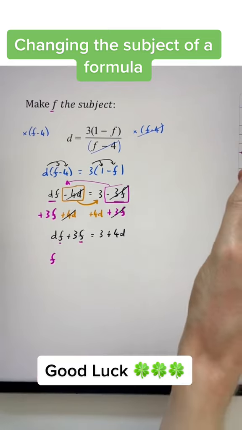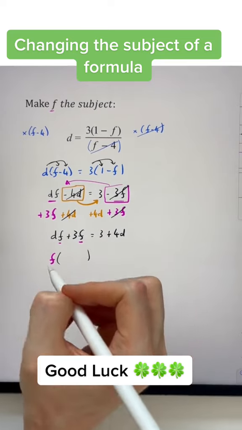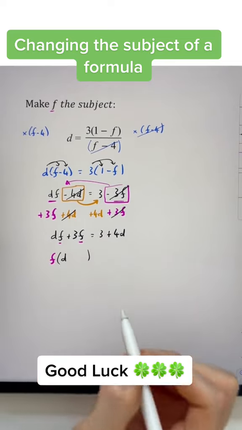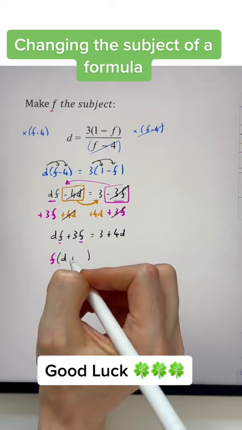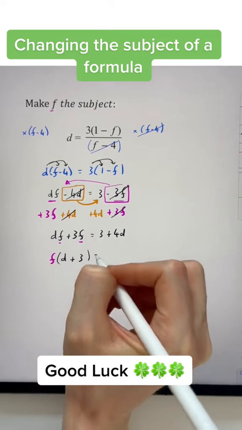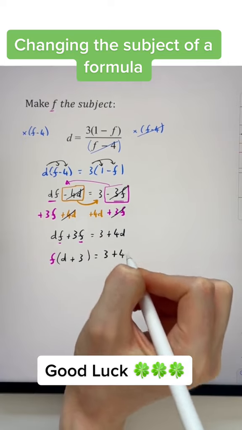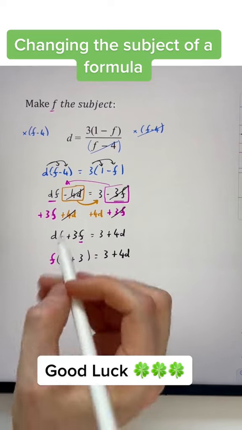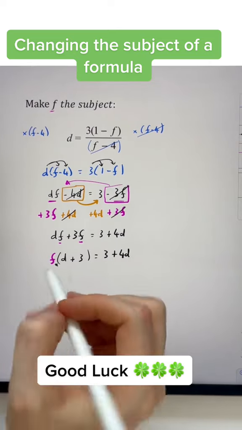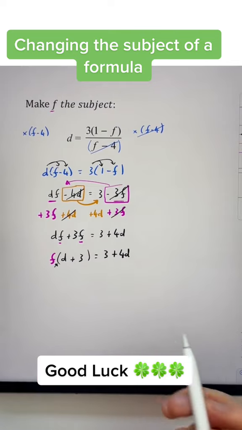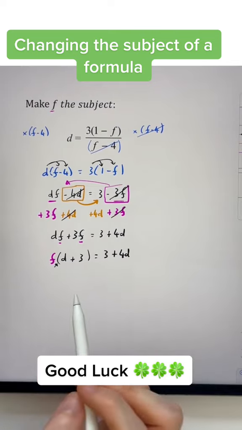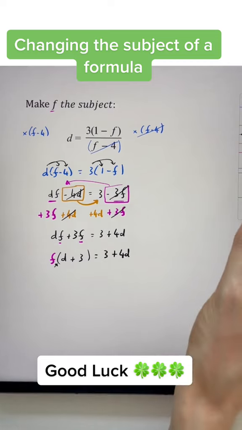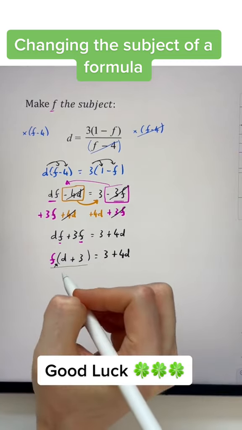So if I factorise out f into single brackets, what do I times f to go back to df? I'm missing d. What do I times f to go back to 3f? I'm missing plus 3. And on the right-hand side, I've still got 3 plus 4d. My final step is, I know in front of the bracket, f means multiplied by, in brackets, d plus 3. As I want to get f by itself, the opposite of times by d plus 3 is to divide both sides of our equation by d plus 3.